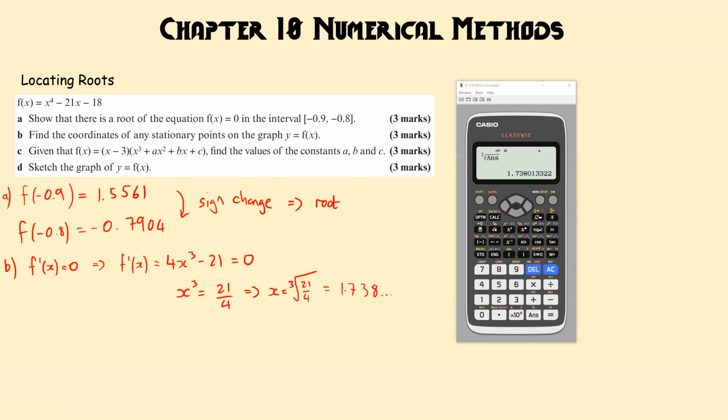It does say find the coordinates. So now I need to put that back into my original equation to find my y value. So I could say at x equals this, let's just do f of 1.738 underneath, and that'll tell me my y. So if I take that and put it back into here, I get minus 45.3737 dot dot dot. So this is my coordinate there. So just rounding that off, it's going to be 1.74 and minus 45.37, let's say, to 2 dp.